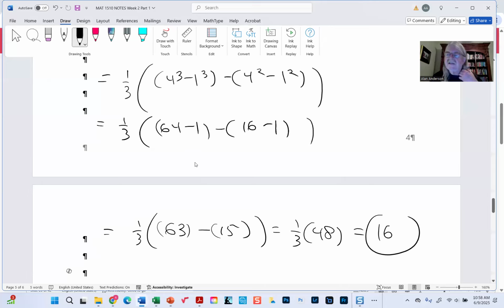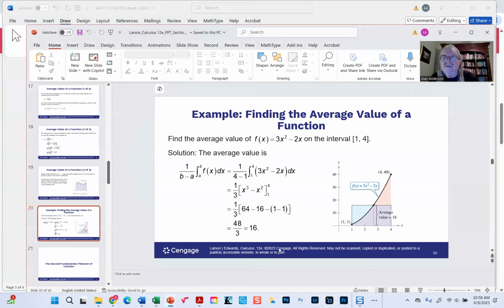And there we go, 16. Okay. So in the graph in the slides, they're showing us that yes, it is 16. And so that's our average value.